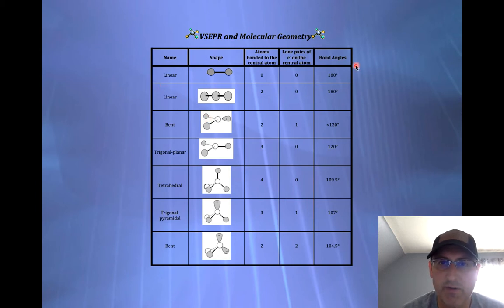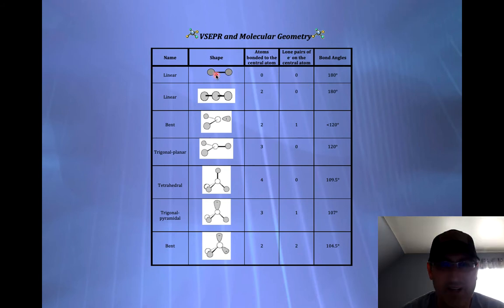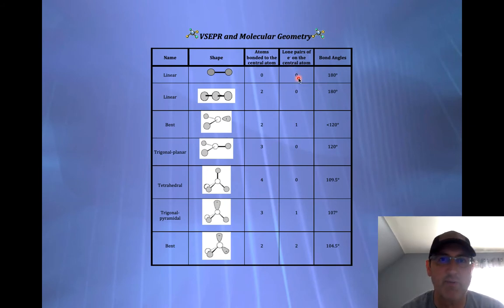And just to sort of review here, I did mention early on that linear, when you have two atoms bonded to each other and that's it, you really don't have a central atom. So in terms of atoms bonded to the central atom and lone pairs of electrons on a central atom, that's 0. So anytime you have just two atoms bonded to each other, it's linear. The bond angle is 180. Now here's linear where you do have a central atom. So you have the central atom here, one atom bonded here, one atom bonded here. And so you have two atoms bonded to the central atom and no lone pairs, still 180.